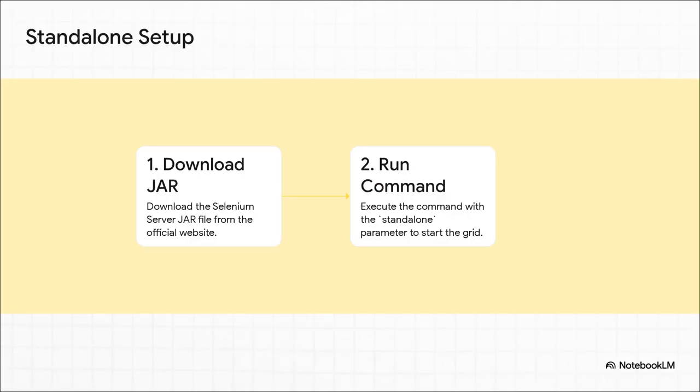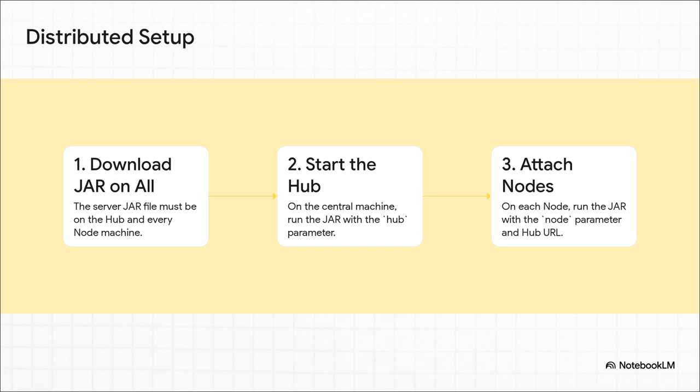And when I say standalone mode is easy, I'm not kidding. It's literally 2 steps. You download one file, the Selenium server jar, and you run a single command in your terminal. Boom. That's it. Your local grid is up and running, ready to go. The distributed setup has a couple more steps, but the logic is super clear. You start the hub on its own machine. Then, on each of your node machines, you run the node command and just tell it the address of the hub. They automatically connect, and just like that, you're building out that powerful multi-machine testing army.